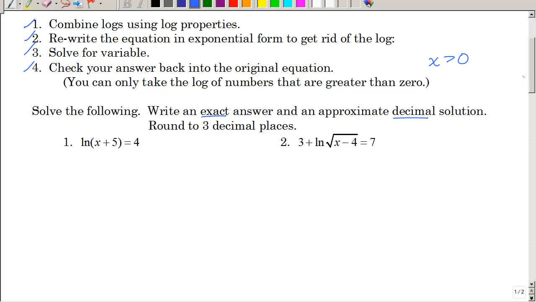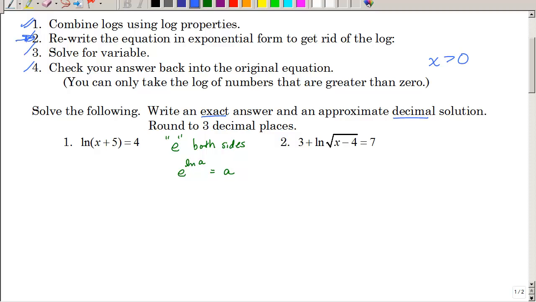Looks innocent enough. If I say combine the logs using log properties, there's really nothing to combine here. So how am I going to rewrite that equation in exponential form to get rid of the log? You can look at it a bunch of different ways, but we're going to e both sides of this equation, because we're going to use that inverse property that if we have e raised to the natural log of some number a, that just cancels out and you would get a.